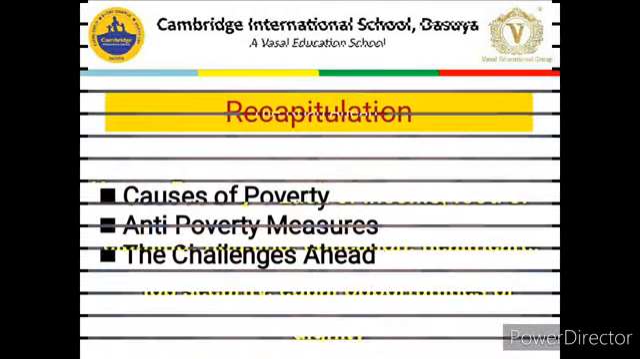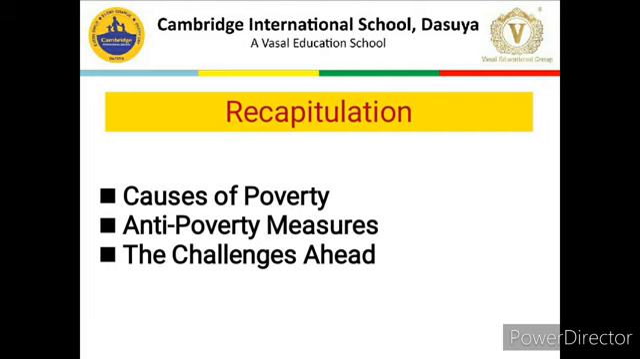That was the chapter, poverty as a challenge. I hope you revise and learn the anti-poverty measures clearly. You should talk about the reasons of poverty and all the concepts that we have studied in this chapter.